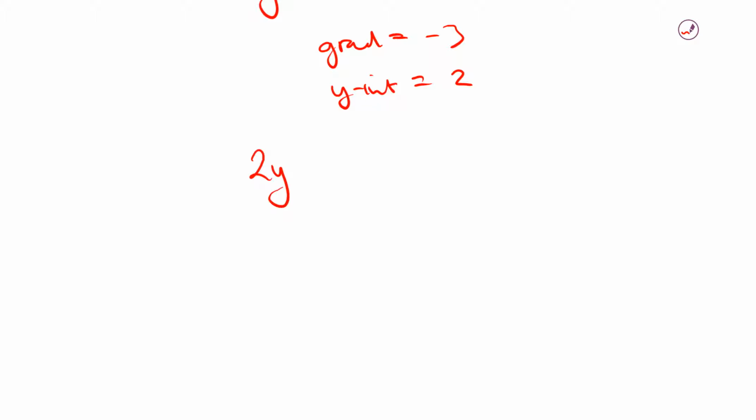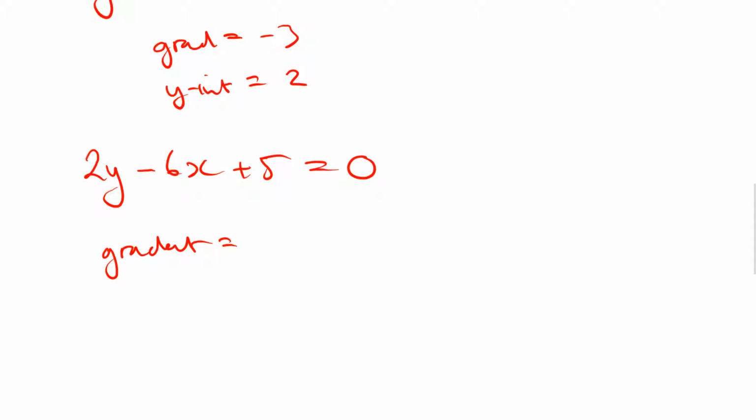So we've got 2y minus 6x plus 5 equals 0. I'm trying to get confusing here. What is the gradient? Is it the minus 6x? Wait, you have to make it equal to y. Yes, that's it. Let's do that.